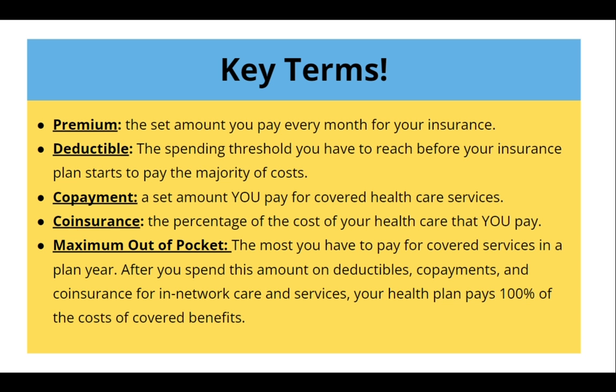Maximum out-of-pocket is the most you have to pay for a covered service plan in a year. After you spend this amount on deductibles, co-payments, and coinsurance for in-network care and services, your health plan pays 100% of the cost of covered benefits.